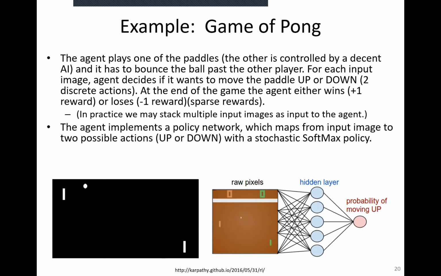This is a simplifying assumption that you're mapping from the current state to an action, but in practice, in fact, that's what they did. You may stack multiple input images as input to the agent, but it doesn't make too much difference. The agent implements a policy network which maps from the input image to two possible actions, up or down, with a stochastic softmax policy.